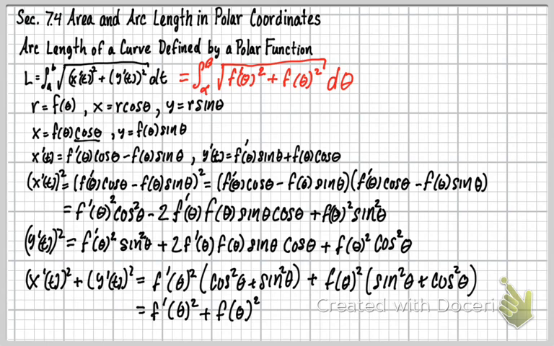So we can simplify this a little bit more as well. I don't think that it really simplifies it, but it's another way to look at it. This is still alpha to beta. If I look at f prime of theta, that's just dr d theta squared plus, and f theta is referred to as r, so it could be an r squared there, d theta. So just a few different ways we can look at the arc length using polar coordinates.